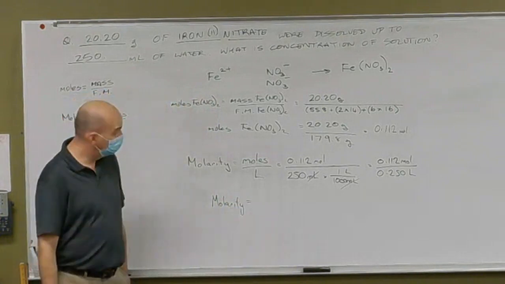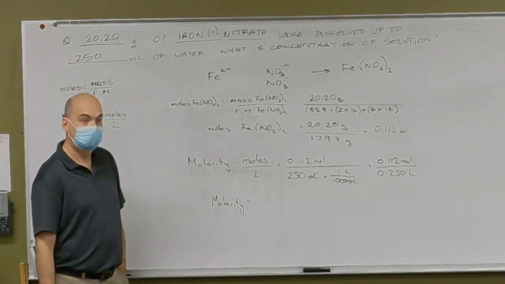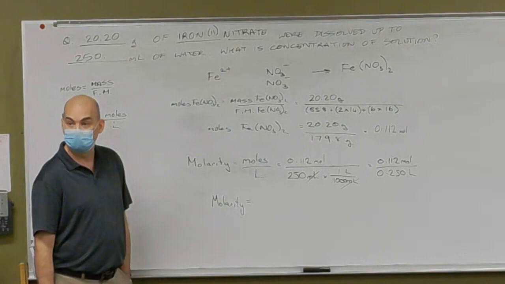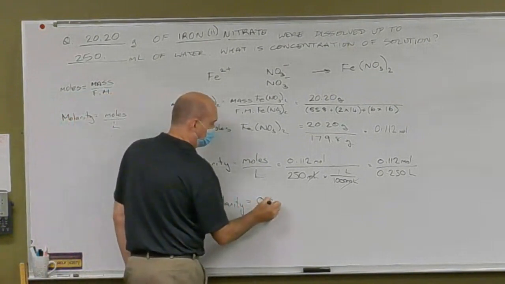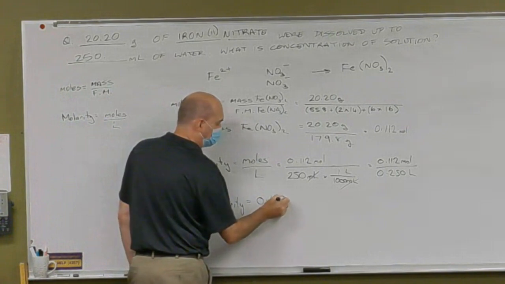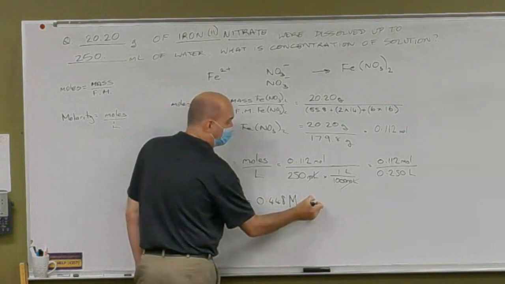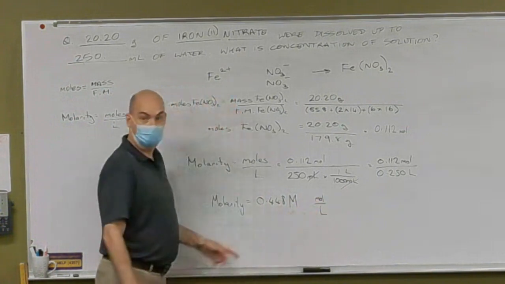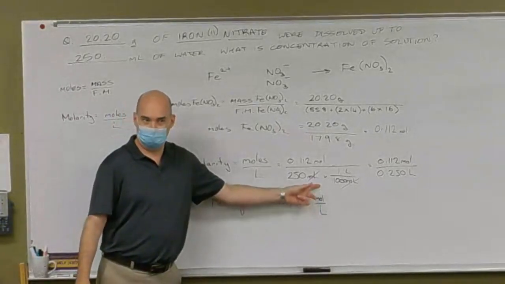Molarity turns out to be what? It's going to be 2.448. Capital M is the same as saying moles per liter, okay? The capital M is the same as saying moles per liter.